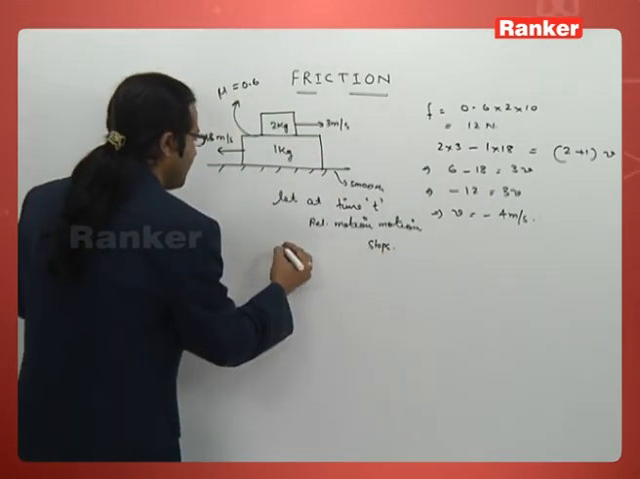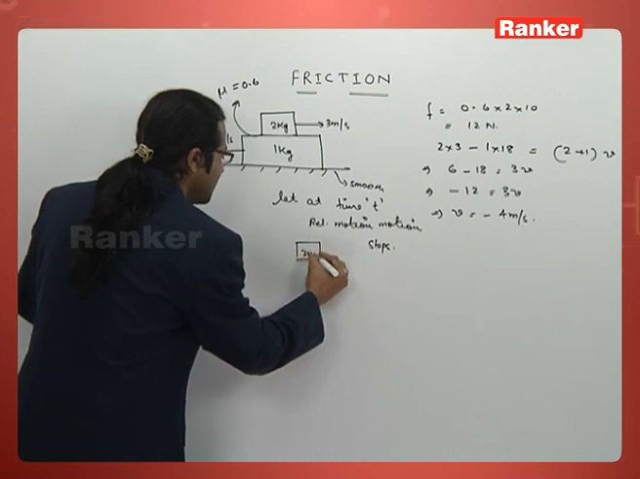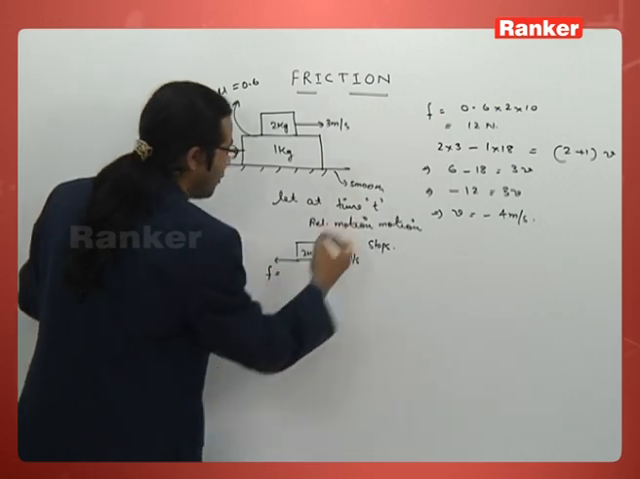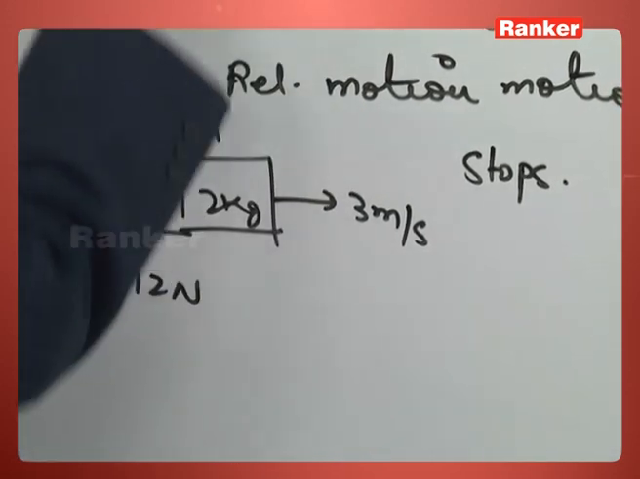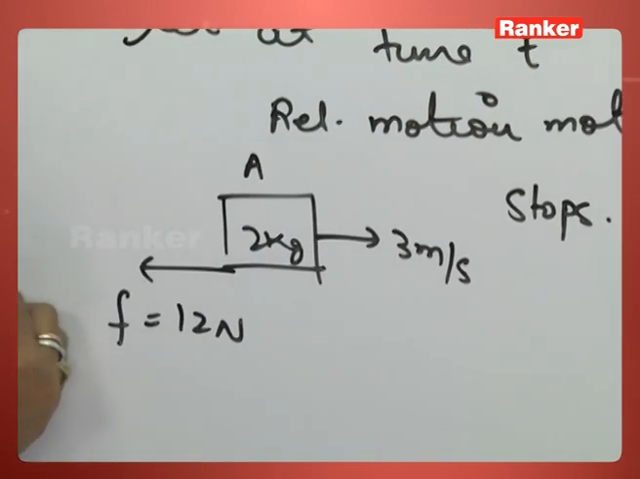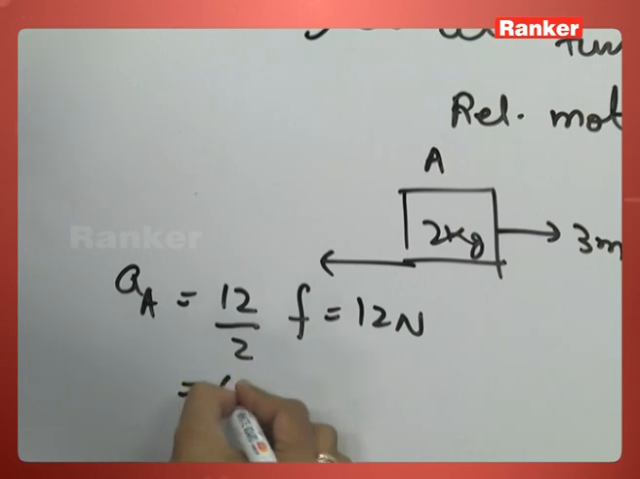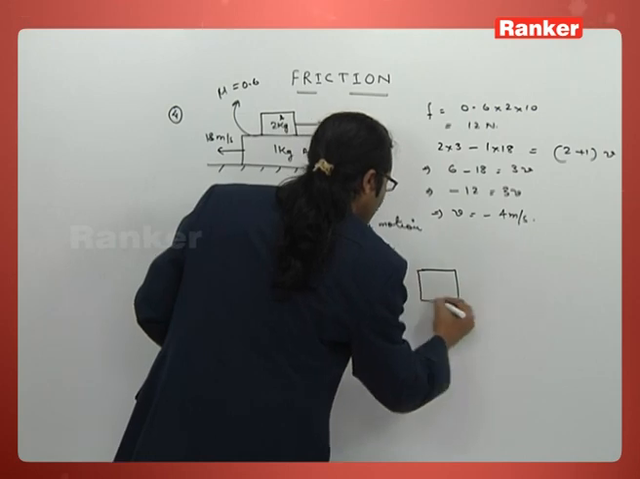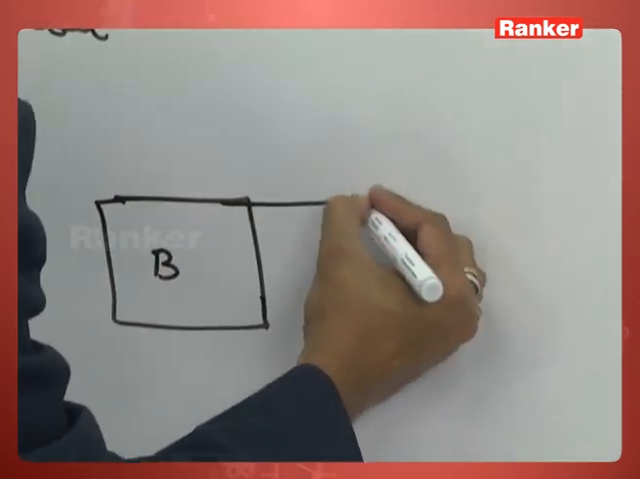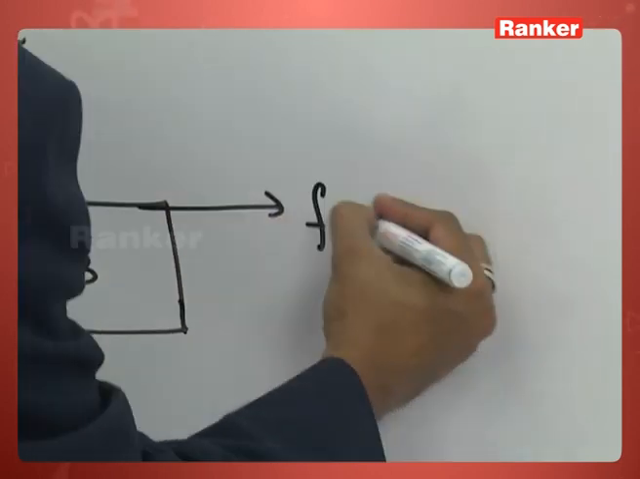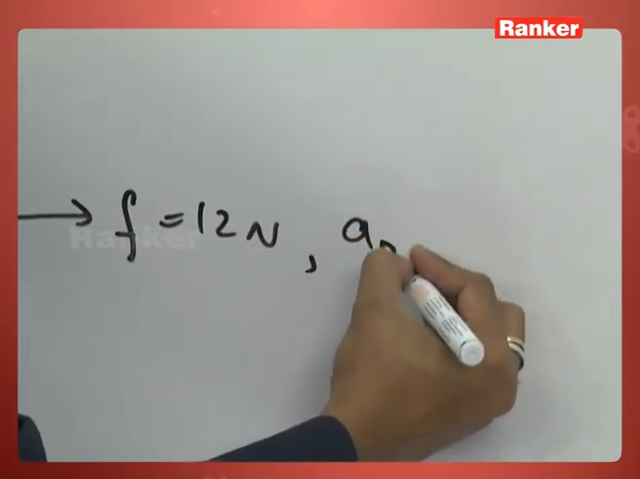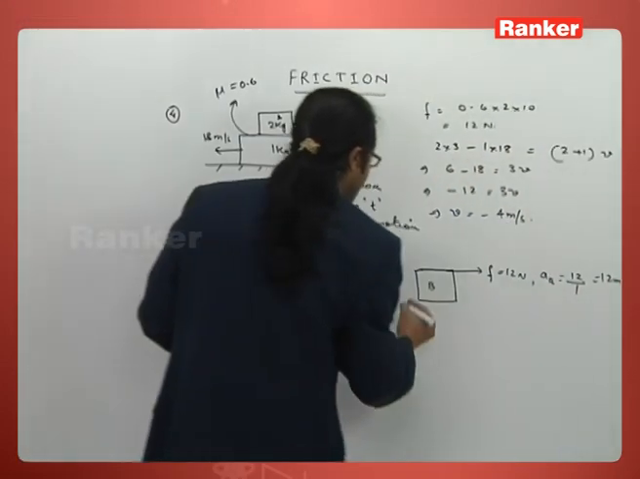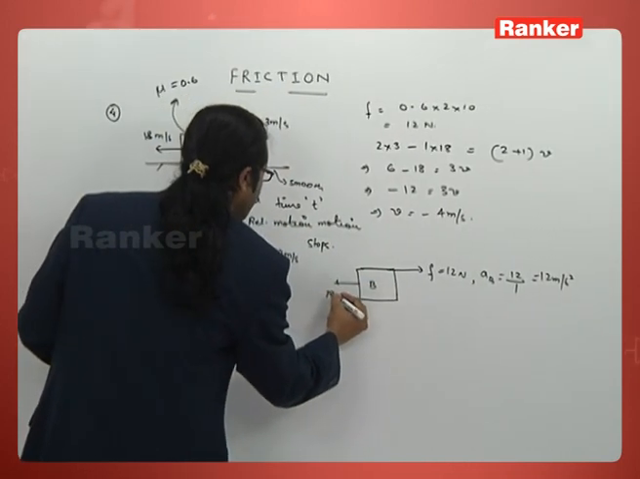On the 2 kg block, this is 3 meter per second. The frictional force is what I have calculated, 12 Newton. Let us say this is block A, this is block B. So the acceleration of A will be 12 divided by 2, this is 6. And on block B, the frictional force is in this direction, which is equal to 12 Newton, so the acceleration will be 12 divided by 1. Here it is having 18 meter per second.